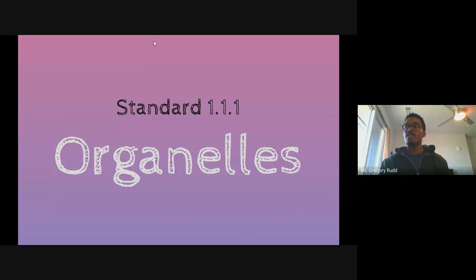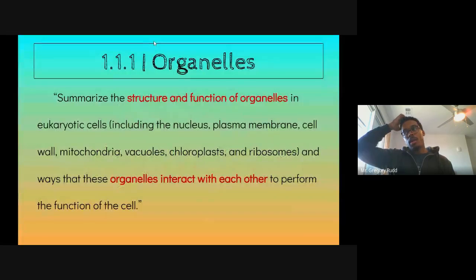This first standard from Unit 2 was standard 1.1.1 about organelles, and it states that students should summarize the structure and function of organelles in eukaryotic cells, including the nucleus, plasma membrane, cell wall, mitochondria, vacuoles, chloroplasts, and ribosomes, and ways that these organelles interact with each other to perform the function of the cell. So this was not something that we talked too much about when we first introduced organelles, but this is something that we do need to pay special attention to.